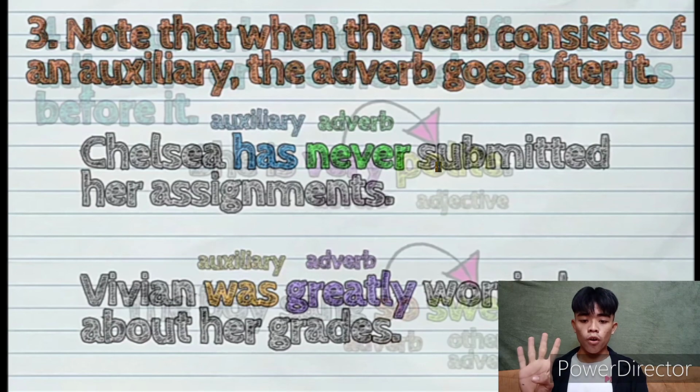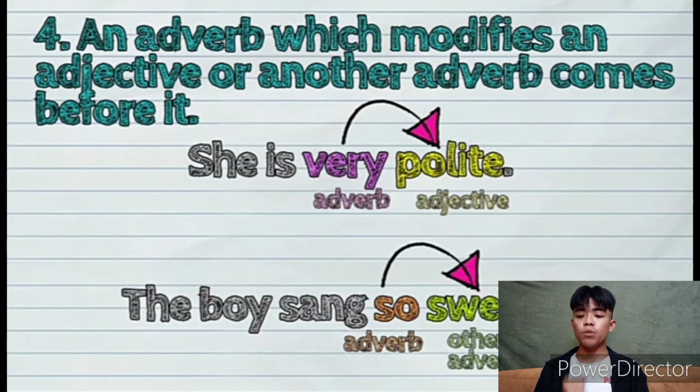Number four, an adverb which modifies an adjective or another adverb comes before it. For example, "She is very polite." Here the adverb very modifies the adjective polite. Another example: "The boy sang so sweetly." Here the adverb so modifies the other adverb, sweetly.